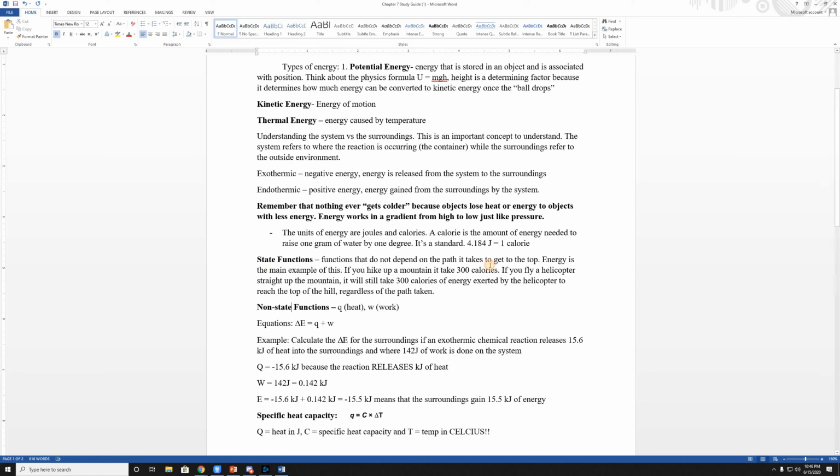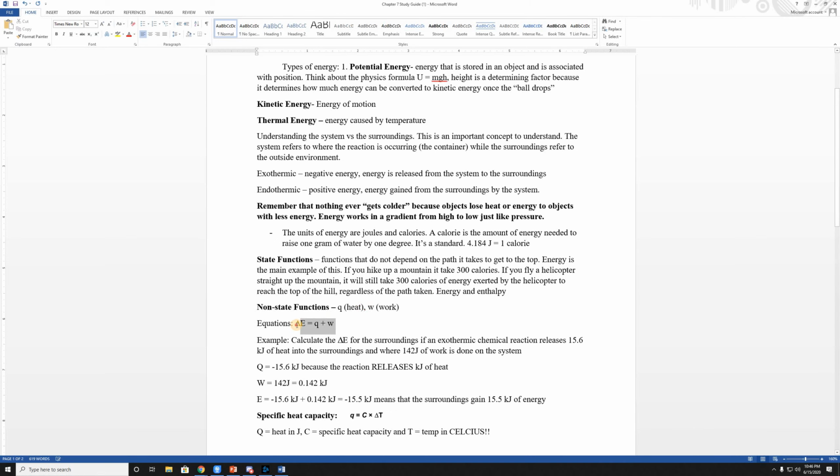State functions. Know that it doesn't matter the path. Sorry, I'm exhausted. It doesn't matter the path to get to the top. Non-state functions are going to be heat and work. State functions are going to be energy and enthalpy. So I'll put that here. Energy and enthalpy are your main state functions. Meanwhile, heat and work are not.